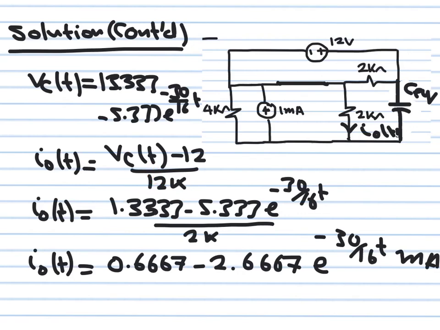So I wrote the expression for the capacitor voltage. I subtracted from that 12. 13.3333 minus 12 will give you 1.333, and this part will remain the same. If you divide this by 2K, this becomes 0.6667 milliampere. This one here becomes 2.667 milliampere. So this is the expression for the current I naught of t.